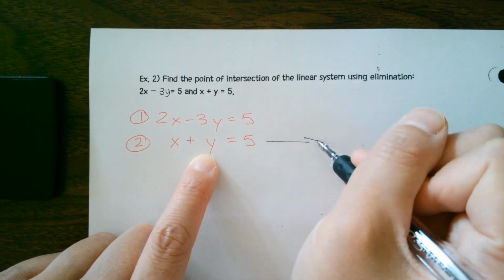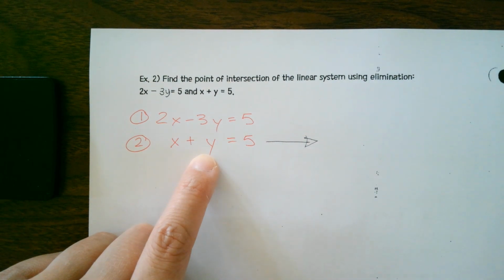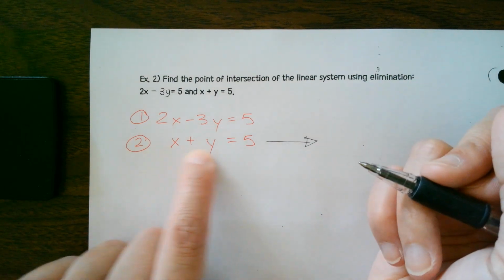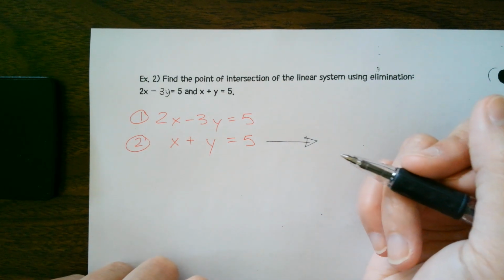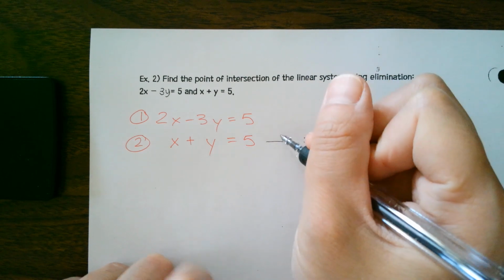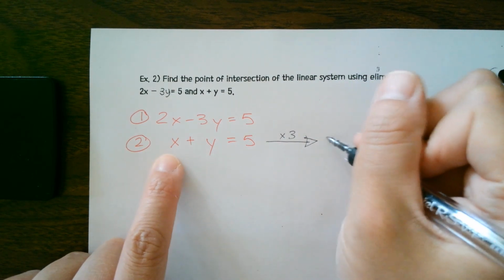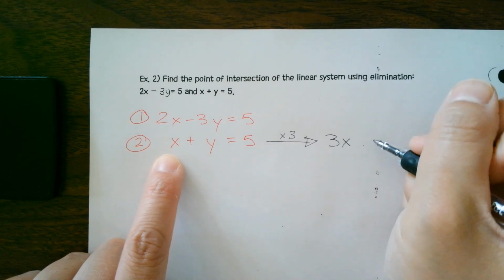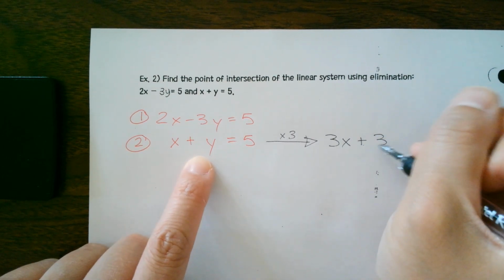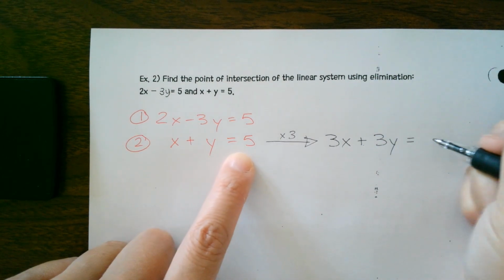So I'm going to force it. I'm going to force my coefficient numbers to match. What do I have to multiply everything by? Yep. You can just multiply by 3, actually. So if I multiply everything by 3, 3x plus 3y equals 15.